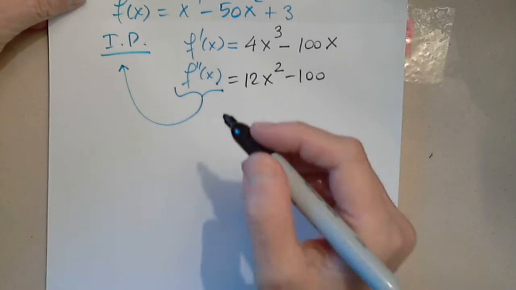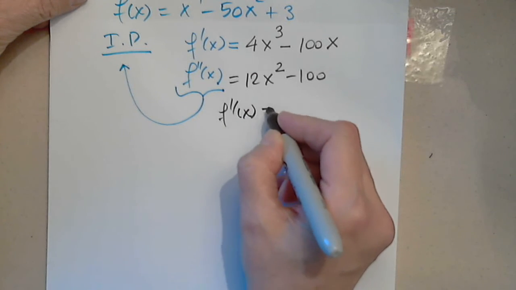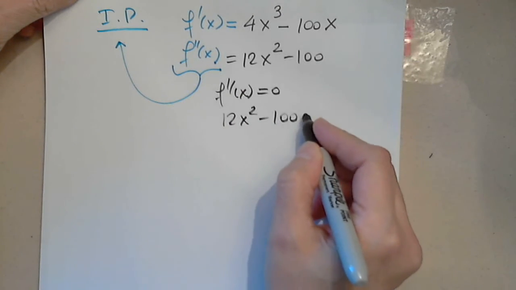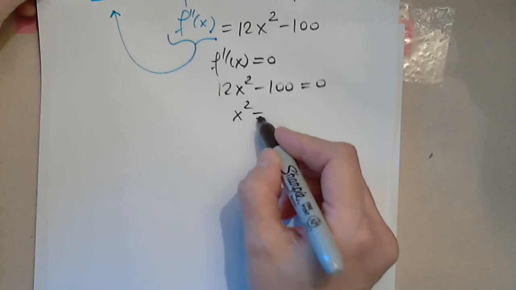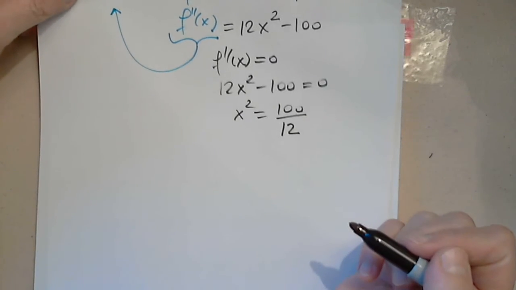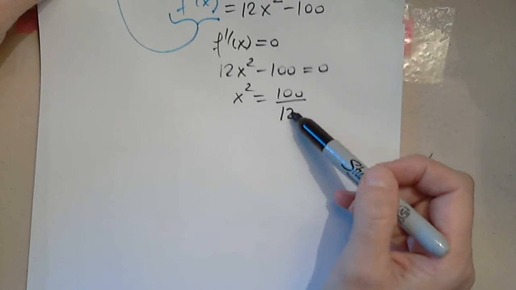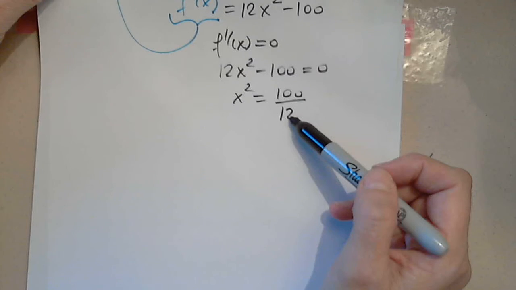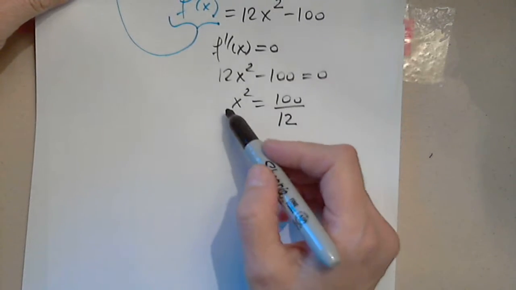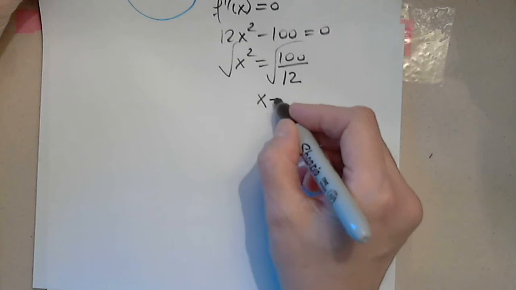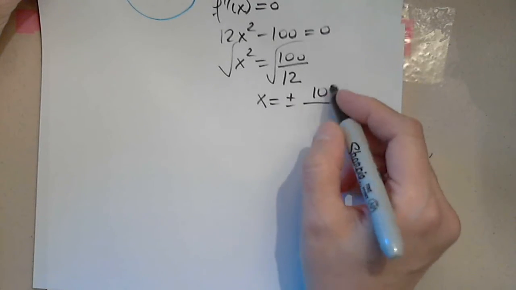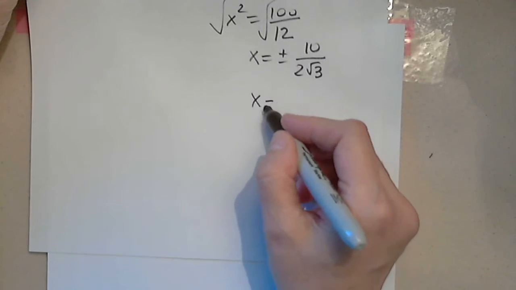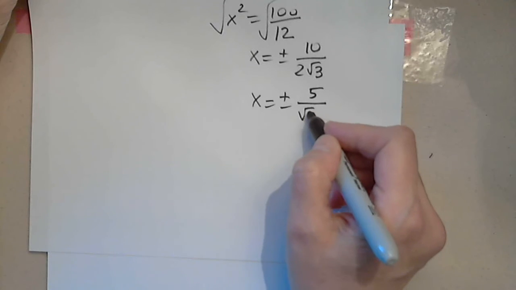Yes. So now I have to set this equal to 0. So 12x squared minus 100 equals 0. And then I have x squared equals 100 over 12. And yes, I can simplify by 2, and then I get 50 over 6. I would rather not, because I have plus or minus 10 over 2 the square root of 3. So now this becomes indeed plus or minus 5 over the square root of 3.